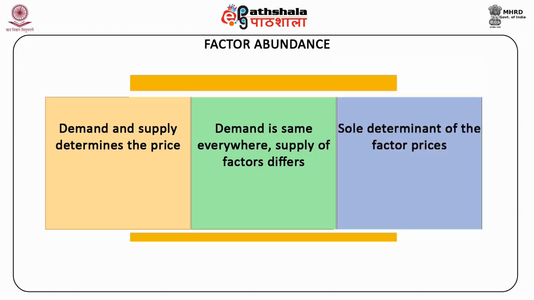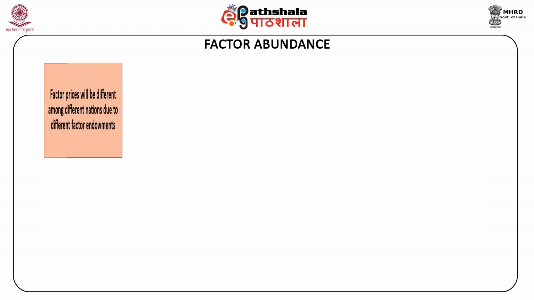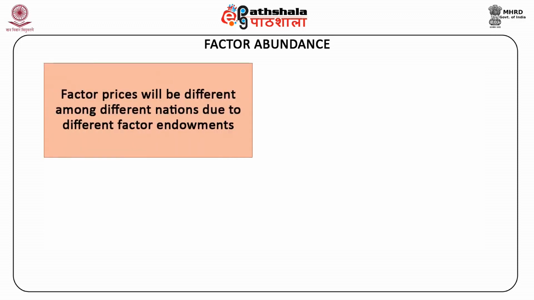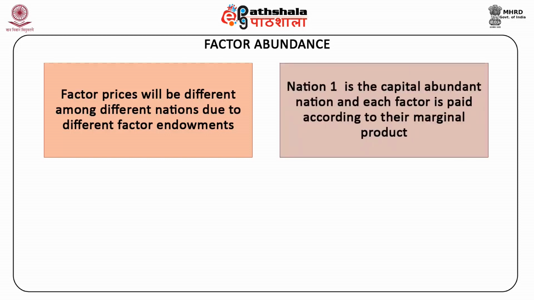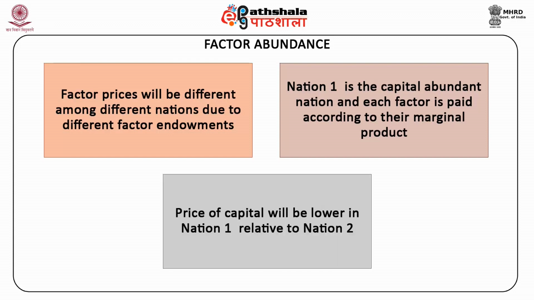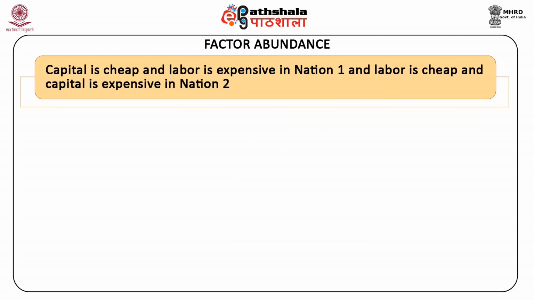Hence, it becomes the sole determinant of the factor prices. Factor prices will be different among different nations due to different factor endowments. As studied above, nation 1 is the capital abundant nation, and each factor is paid according to its marginal product, so that the price of capital will be lower in nation 1 relative to nation 2, where labor will be cheaply available as it is a labor abundant country. Capital is cheap and labor is expensive in nation 1. Labor is cheap and capital is expensive in nation 2.